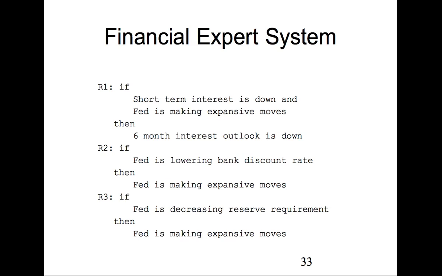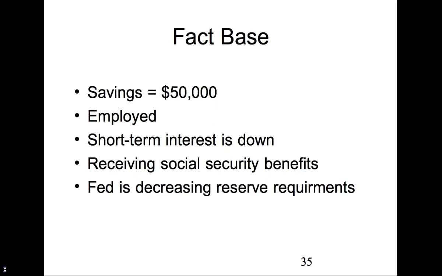Here's a financial expert pseudocode describing rule number 1, rule number 2, rule number 3. So you're going to come up with a bunch of rules, and a bunch of facts that you're going to base the rules on. One fact might be savings is equal to $50,000. So the person has $50,000 in savings, and they're employed. And short-term interest rate is down. And they're also receiving Social Security benefits.